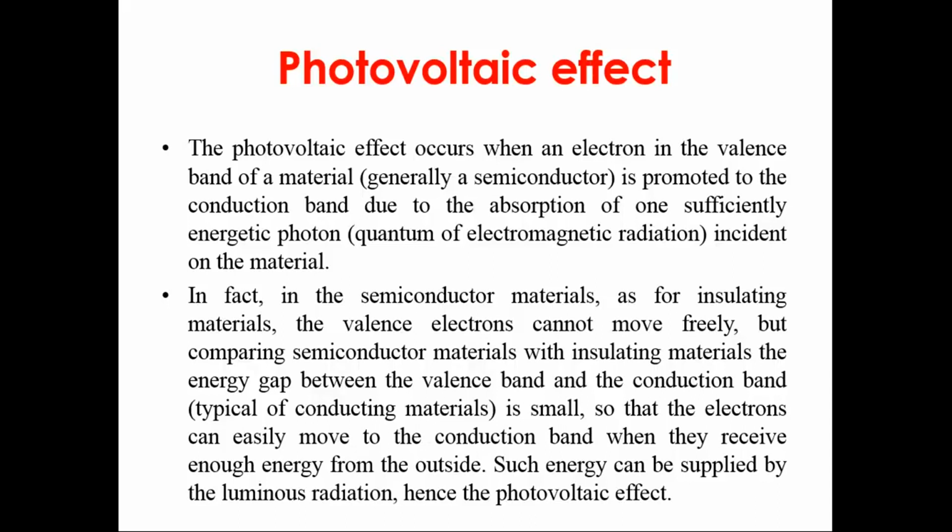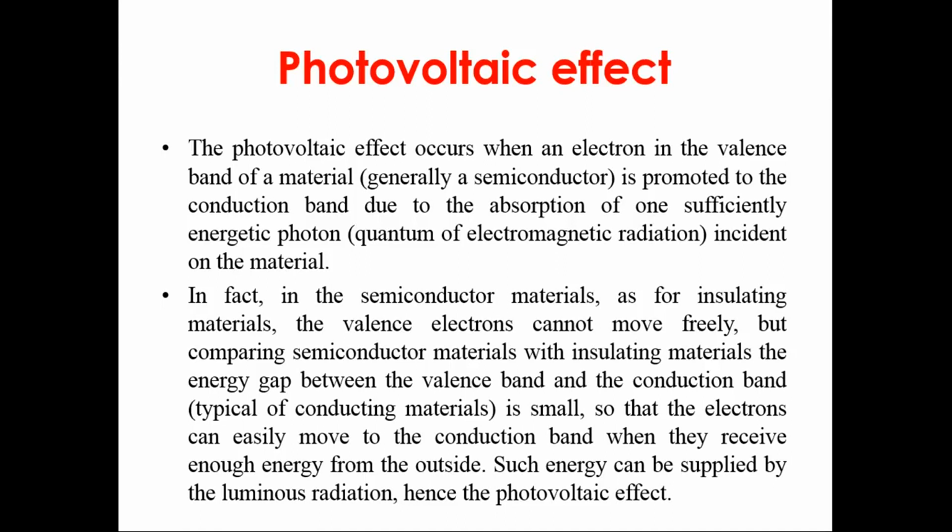The photovoltaic effect occurs when an electron in the valence band of the material, generally a semiconductor, usually silicon, though other materials are available for photovoltaics, is promoted into the conduction band due to the absorption of one sufficiently energetic photon, that is a quantum of electromagnetic radiation incident on the material. In insulating materials, the valence electron cannot move freely, it is bound. So we need some external means. In this case, it is light, which pushes the electrons towards the load.